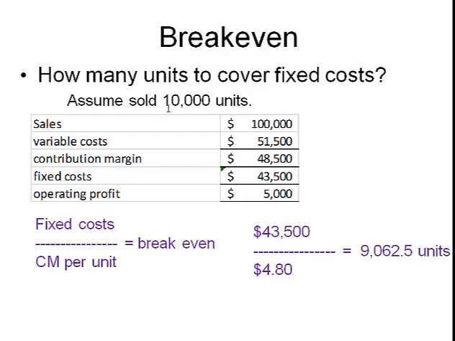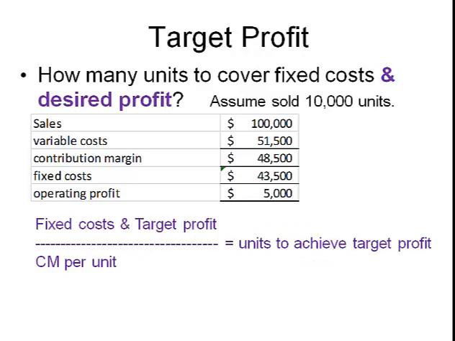So let's assume that we sold 10,000 units. So the contribution margin per unit would be the 48.5 divided by the 10. Here's our contribution margin per unit. Here's our fixed cost. Now this is usually rounded up to the next unit because of course you can't sell half a unit. Businesses are not content with breaking even. They want to make a profit.